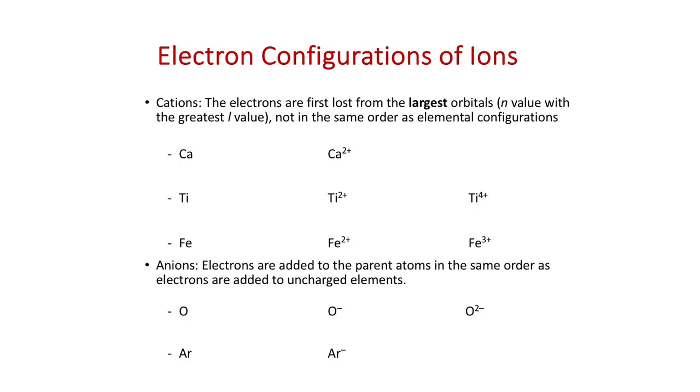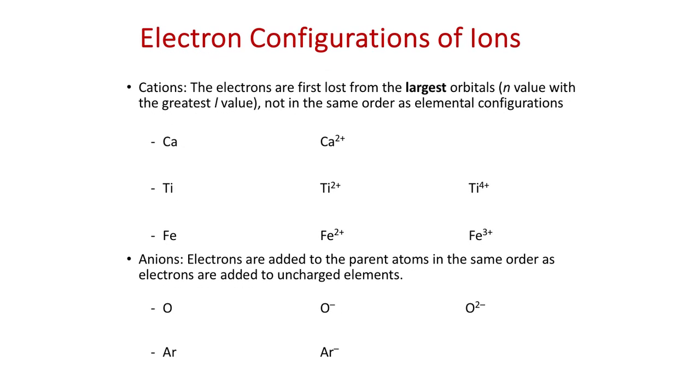Okay, so there's basically two more topics in chapter 7 that we have to talk about. The first one here is how we determine the configurations of ions. And then the second topic is going to be the fourth periodic trend, electron affinity. So let's talk about electron configurations here.